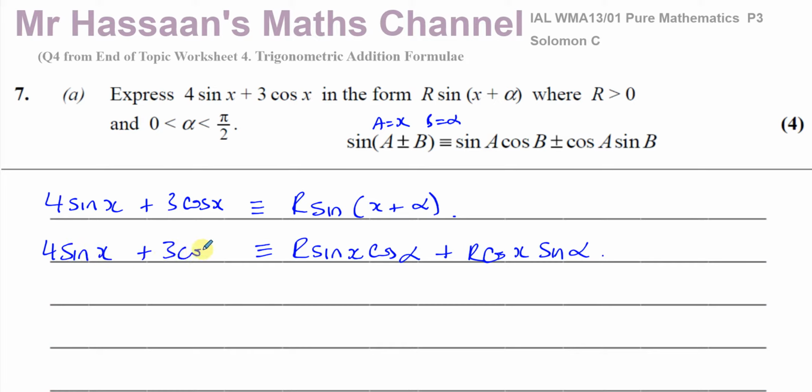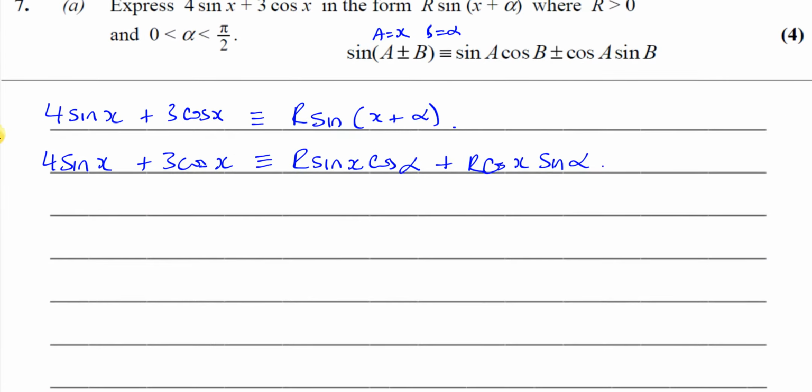Our objective is to find the value of alpha and r. With identities, you've got to compare the coefficients of whatever's on each side, because one side is identical to the other. So if the left side is identical to the right side, the coefficients of the variables will be the same. Now the variable on this side is sine x, and you have another variable which is cosine x.